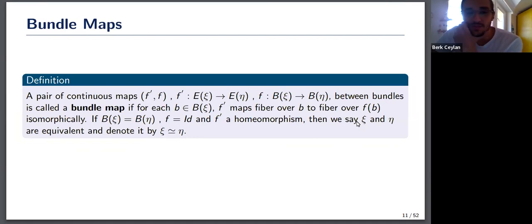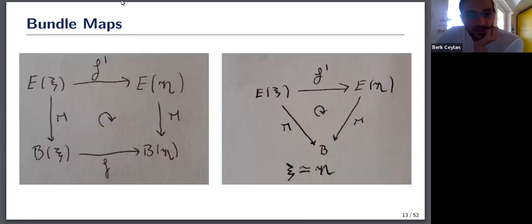Morphisms between vector bundles are called bundle maps. It consists of a pair of maps between base spaces and total spaces, such that the map of total spaces respects fibers. It's actually easier to explain in diagrams.